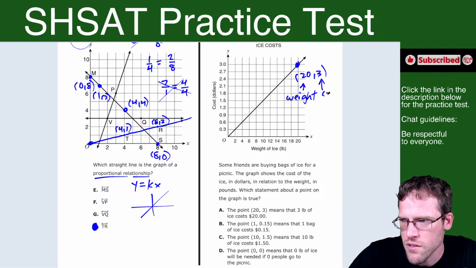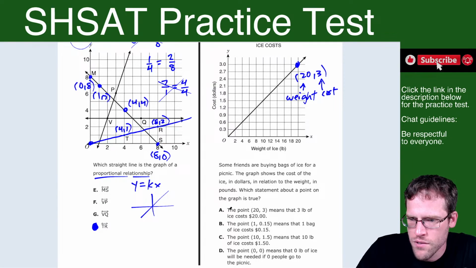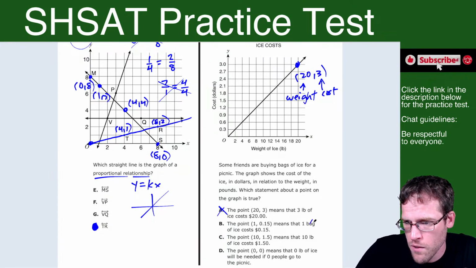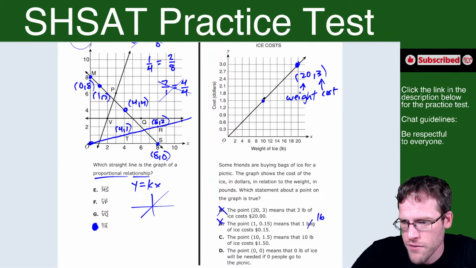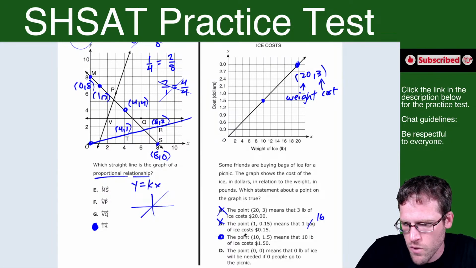And this is the cost. So just read the graph carefully. The 3 pounds, no, so this is out. Means 1 bag of ice, no, 1 pound. So you see how it's the weight of ice in pounds. So 1 pound would be better. So 10, 1.5. So this means 10 pounds of ice cost $1.50. Yes, this one is sounding the best, but let's see why.